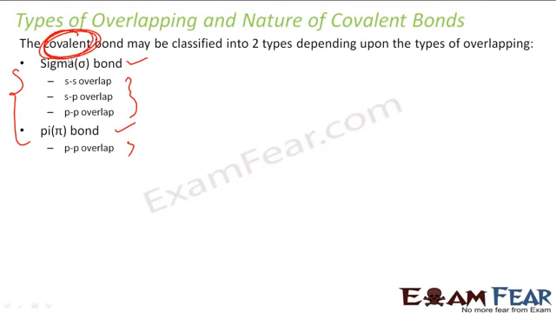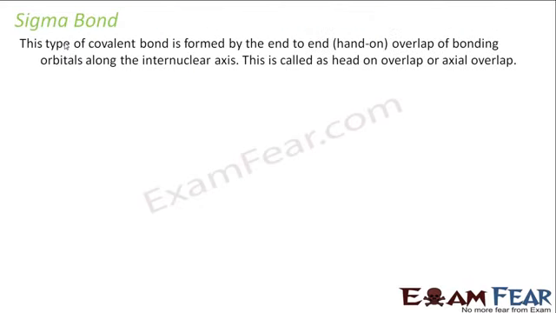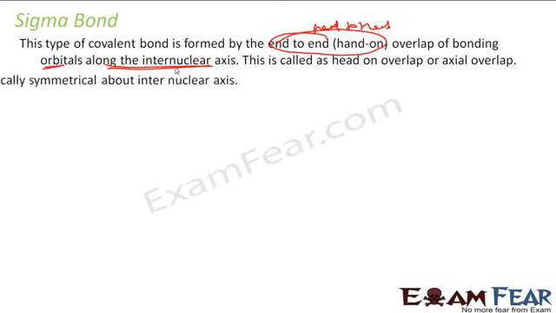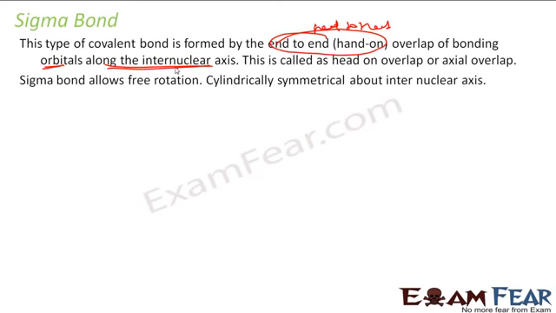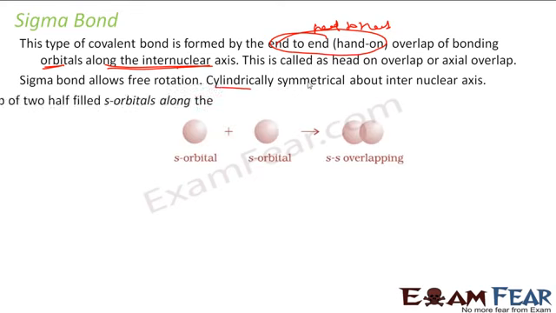So please note that this is all covalent bond. These are not ionic bonds, all covalent bond. Right? Let's discuss the sigma bond. Sigma bond is formed by end-to-end or head-on overlap. It's a head-to-head overlap of orbitals along the internuclear axis. Please note, head-to-head overlap along internuclear axis. Correct? And the sigma bond allows free rotation and is cylindrically symmetrical about the internuclear axis. We'll explain this.